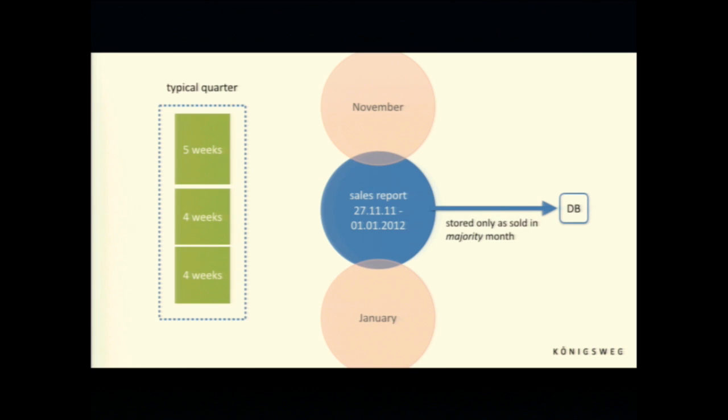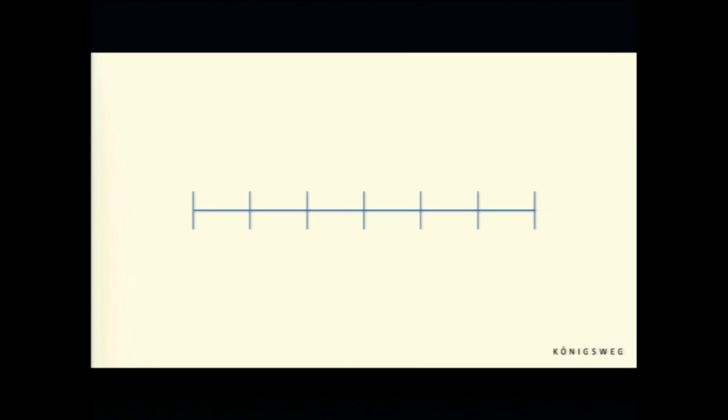And this is the use case again. This is the typical quarter we're dealing with, and this is a sales report. As you see, this sales report was stored as being sold in the majority month, December here, but we have 1 day from January and 4 days from November. So for time analysis, we need something like an even, straight line.